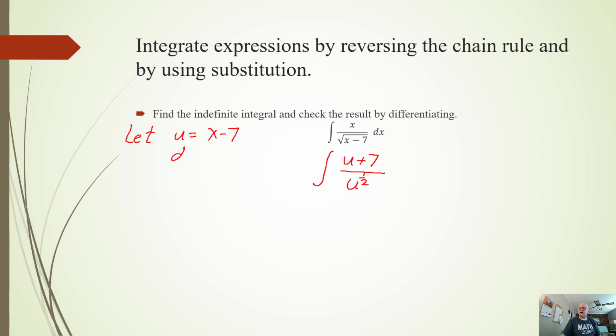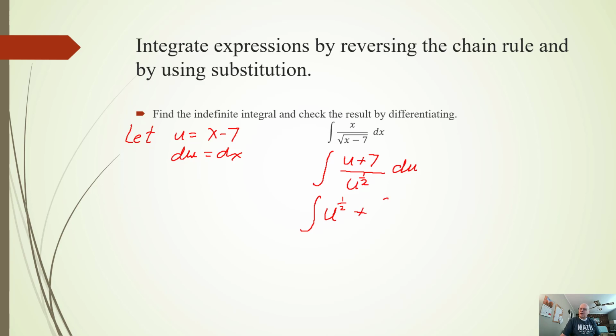And forgot there, du equals dx, so dx can be written as du. So what do we get? We have u plus 7 over square root of u. So we're going to split this up. We're going to divide both of these by u to the 1/2 power. So u to the 1/2 into u gives us u to the 1/2. It's 1 minus 1/2 is 1/2.